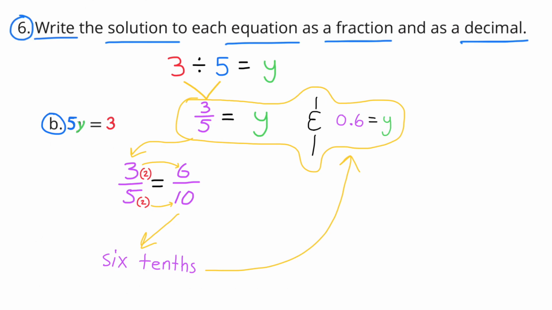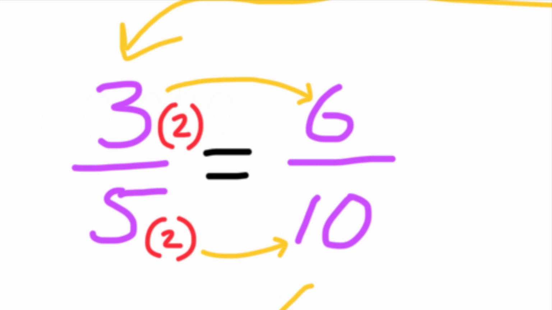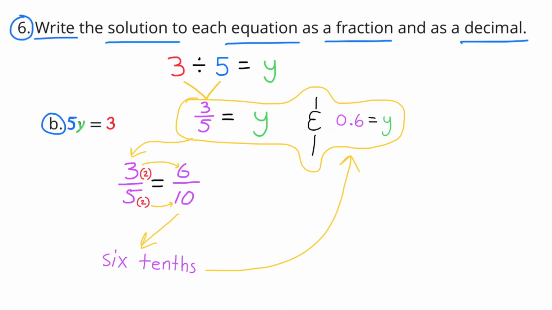B. 5y equals 3. That can be rewritten as 3 divided by 5 equals y. 3 divided by 5 can be rewritten as 3/5. So 3/5 equals y. 3/5 is the same as 6/10. 3 times 2 equals 6, and 5 times 2 equals 10. So 3/5 equals 6/10. And 6/10 is the same as a decimal, 0.6. So y equals 3/5 and y equals 6/10.